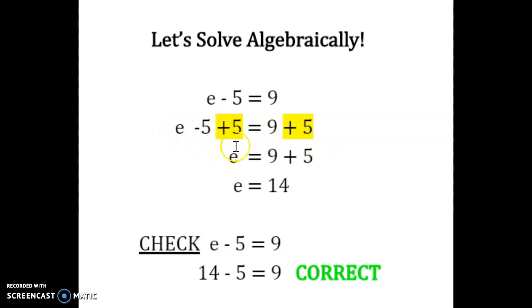So working from left to right, we wrote E minus 5 plus 5 equals 9 plus 5. We know that minus 5 plus 5 is equal to 0, so we just carry the E down. Remember to line up the equal signs. Now we're left with 9 plus 5, which gives us 14. And again, carrying the equal sign down. We checked our work because we said that E was 14 and inserted E in there, and we found that 14 minus 5 was indeed 9.